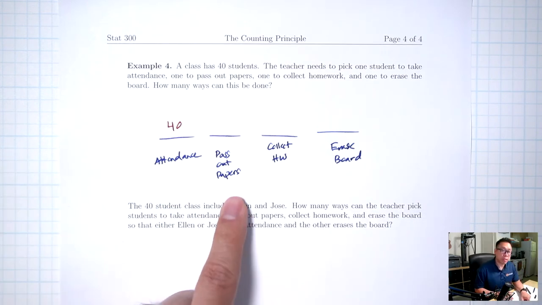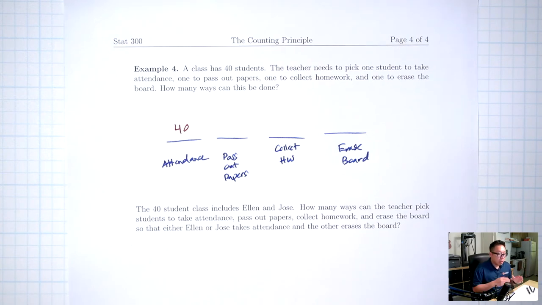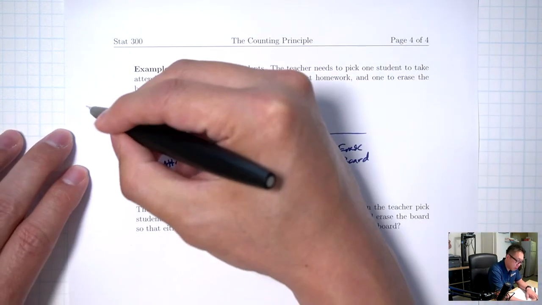Next, person who passes out paper. Now, on the last page, when we were talking about license plates and the password, the code, I told you to pay attention to whether you were allowed to repeat or not allowed to repeat. When we're talking about people, if it doesn't say anything, we're going to assume that we're not allowed to repeat. So talking about people here, it doesn't say anything, so we're going to assume that no repetitions are allowed.